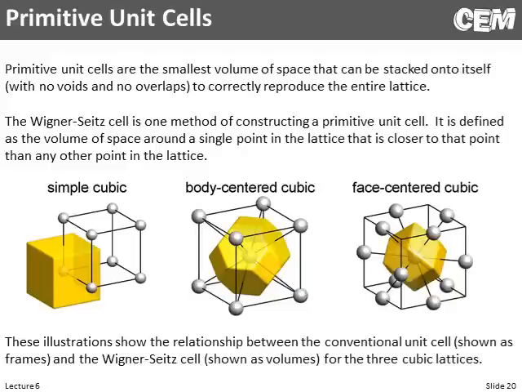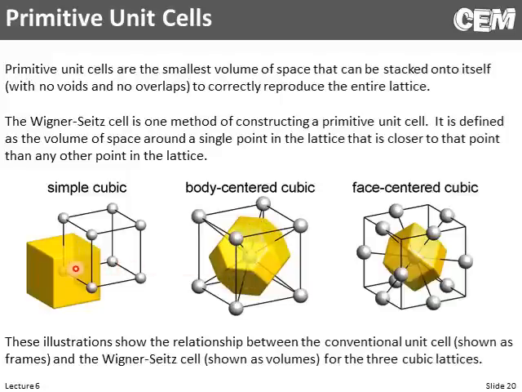So we're going to define the primitive unit cell as the region of space around one of those spheres that is closest to that sphere than any other sphere in the lattice. So we're looking at this center sphere. This yellow region is that region of space closer to this sphere than any other sphere in the lattice. And so this yellow region would be the primitive unit cell of a body-centered cubic lattice.